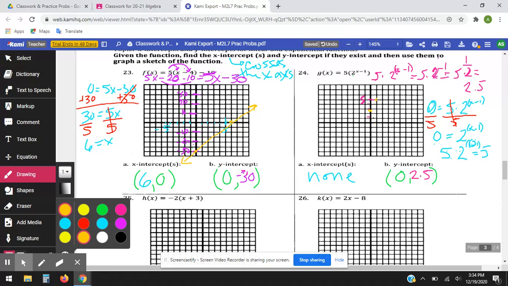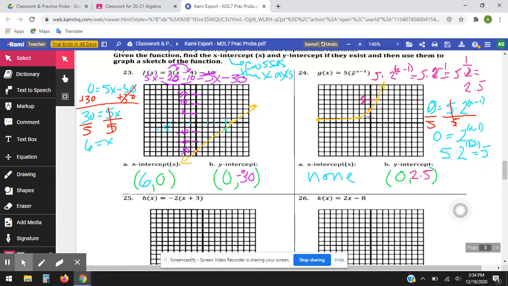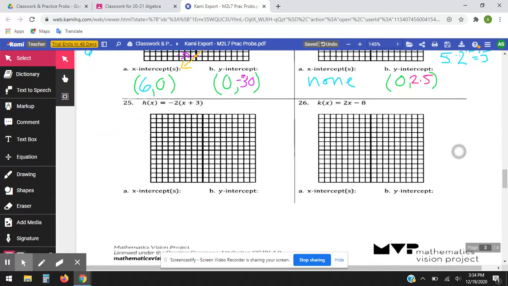Okay, so now I know I'm going to go up this way in an exponential format, so it's going to be curved. And then to the left, I'm going to go close to 0 on the y's, but I'm never going to actually hit it. So I'm not going to cross the x-axis. All right, that's the only one we have for exponential. So let's try one of these.